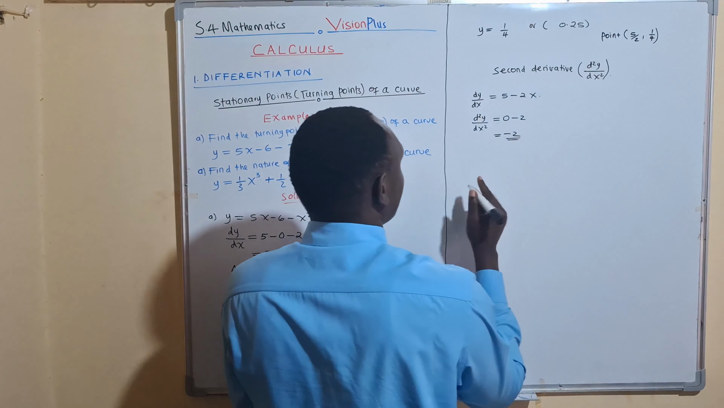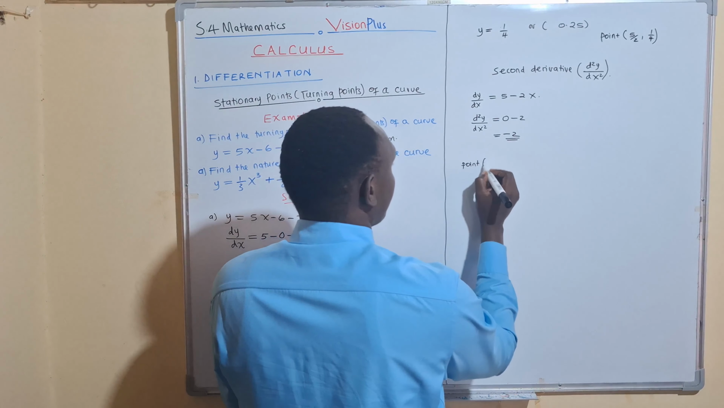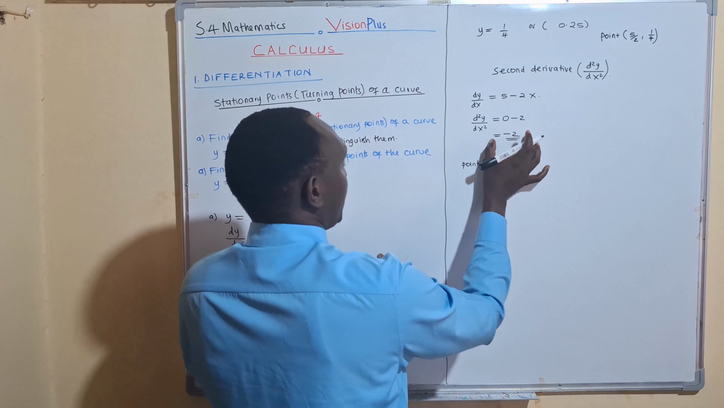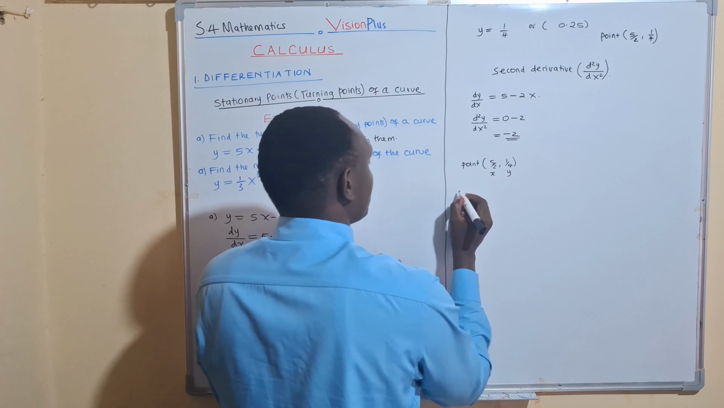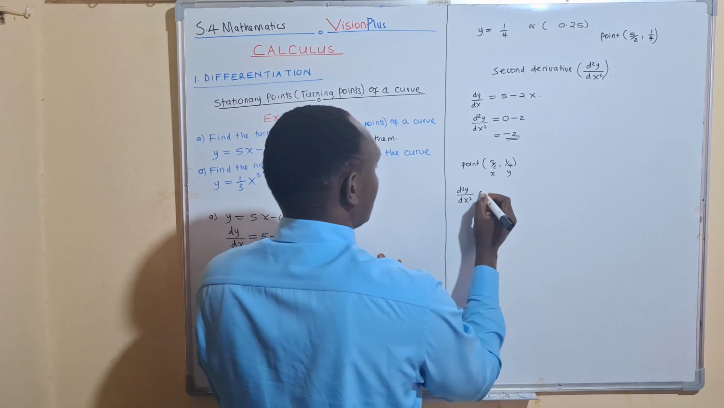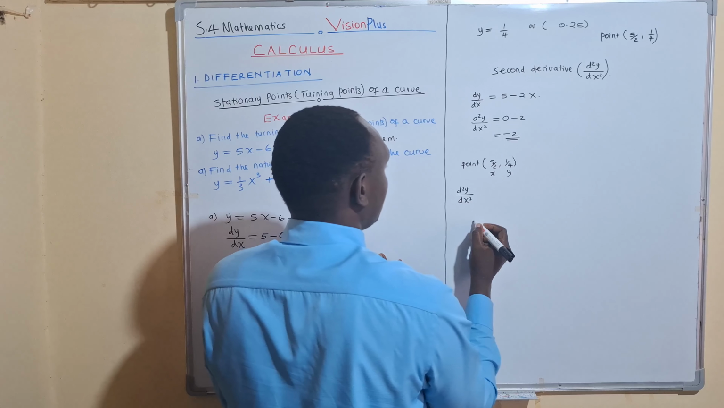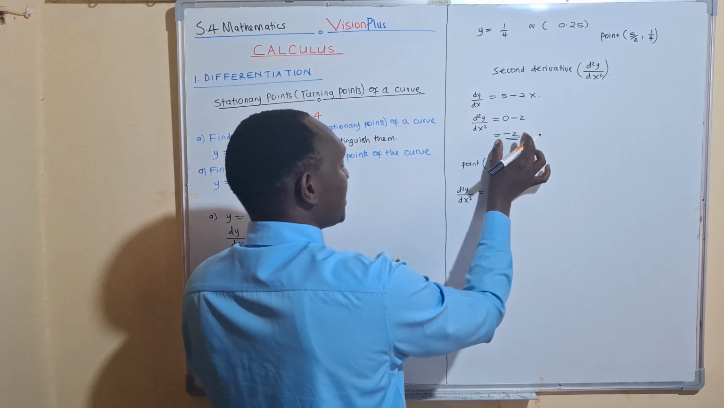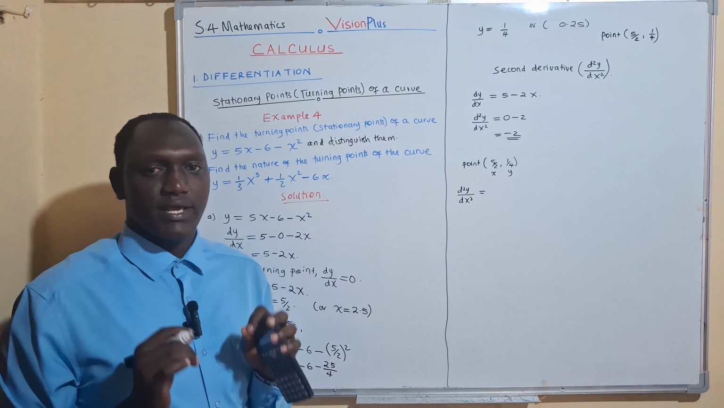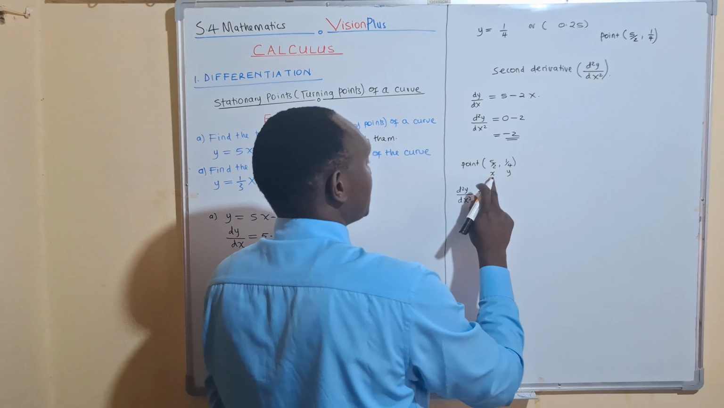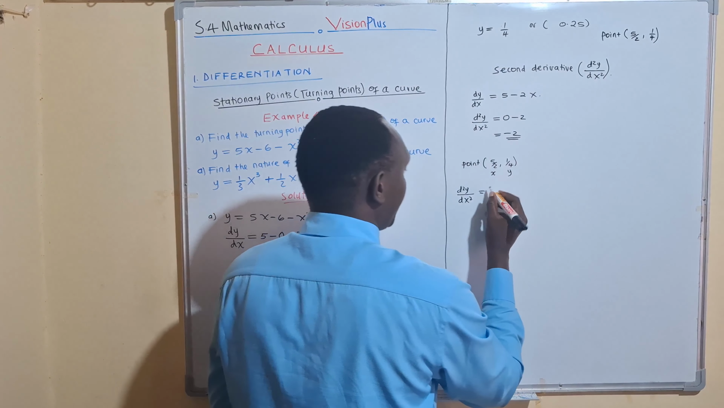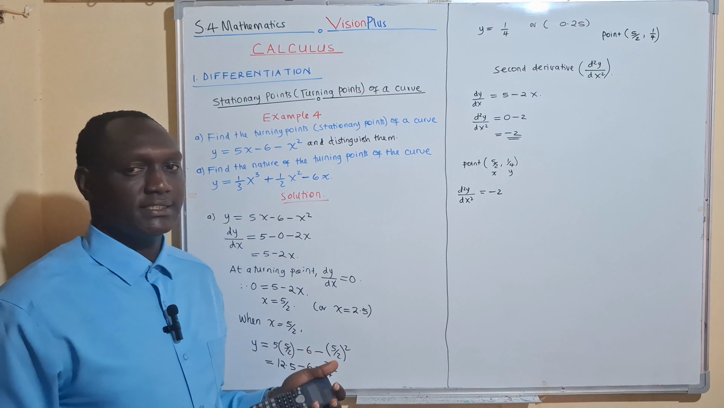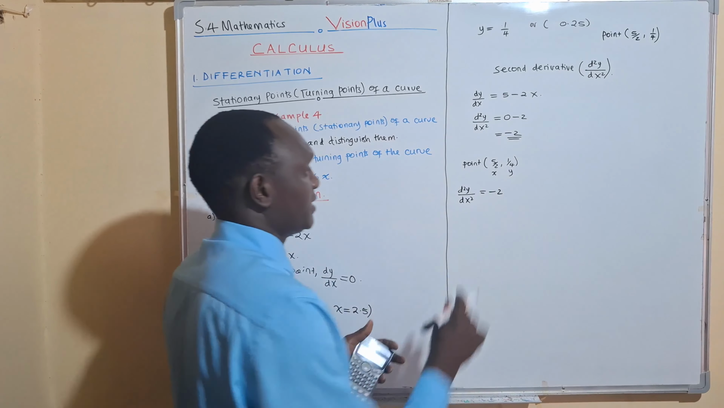Now, let us test our point. It is just one single point in this case. So, our point is 5 out of 2 and 1 out of 4. You know that this is x, this is y. So, we come and substitute for x in the second derivative function. But if you look at the second derivative, it is negative 2. It is independent of x. There is no x term in the second derivative. So it doesn't matter what the value of x is, it will always be negative 2. So whether you substitute for x or not, it is the same value.